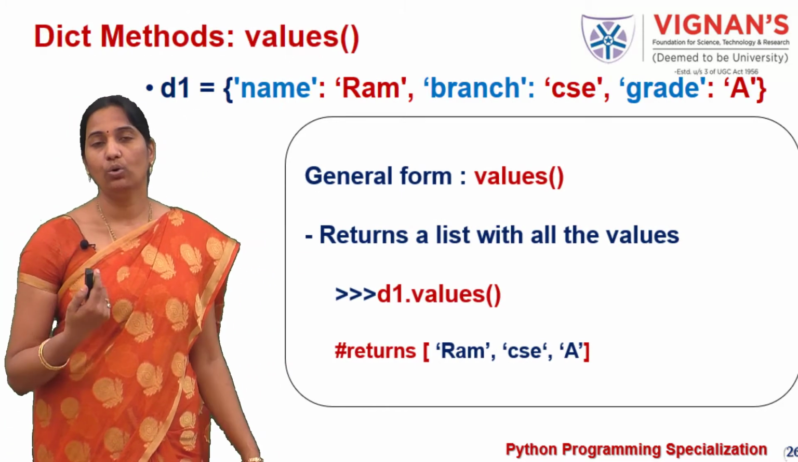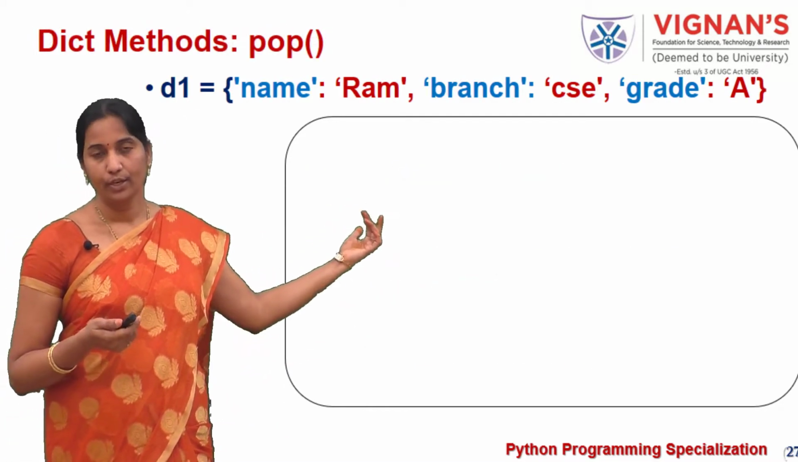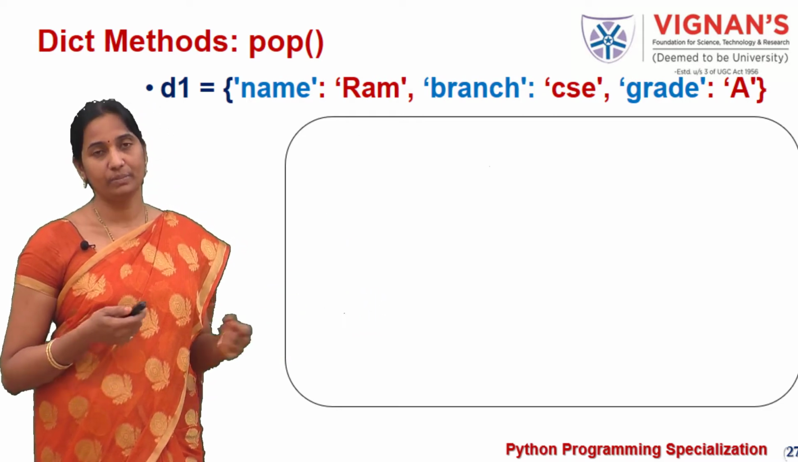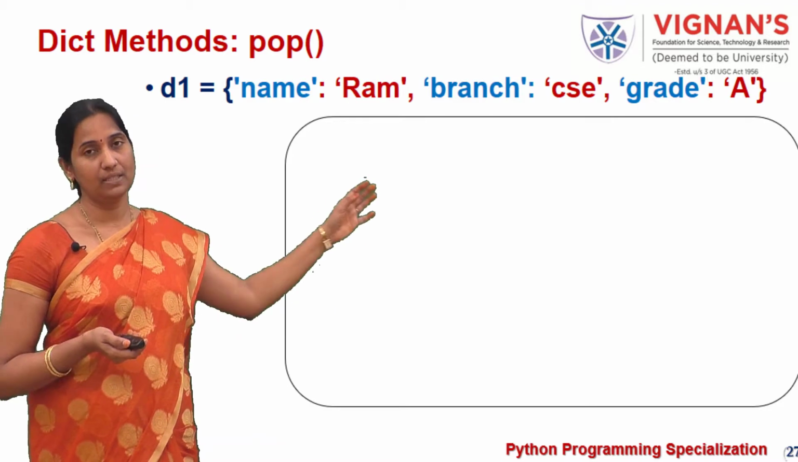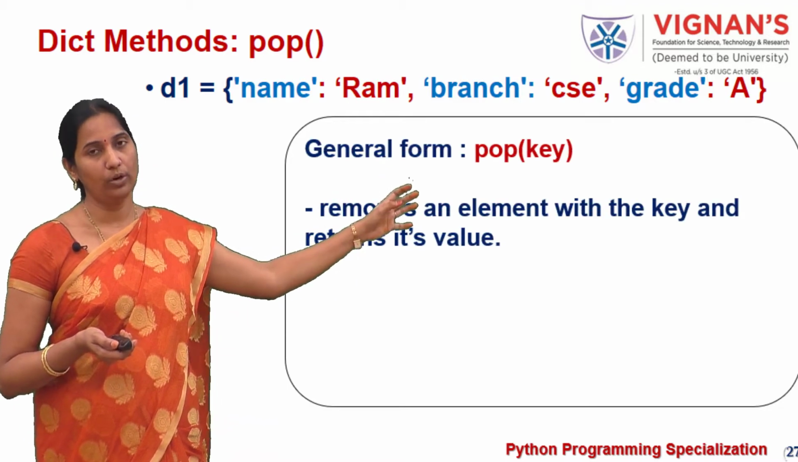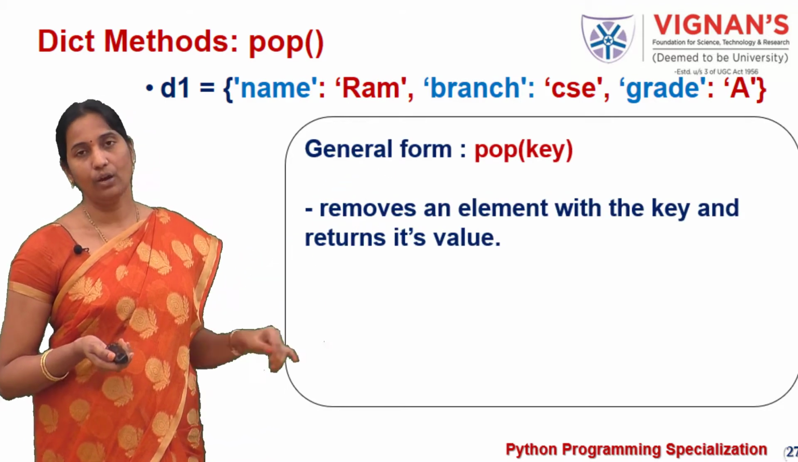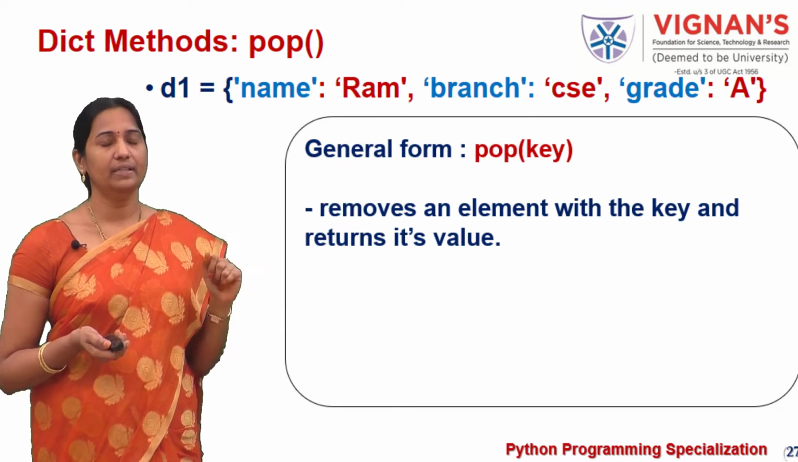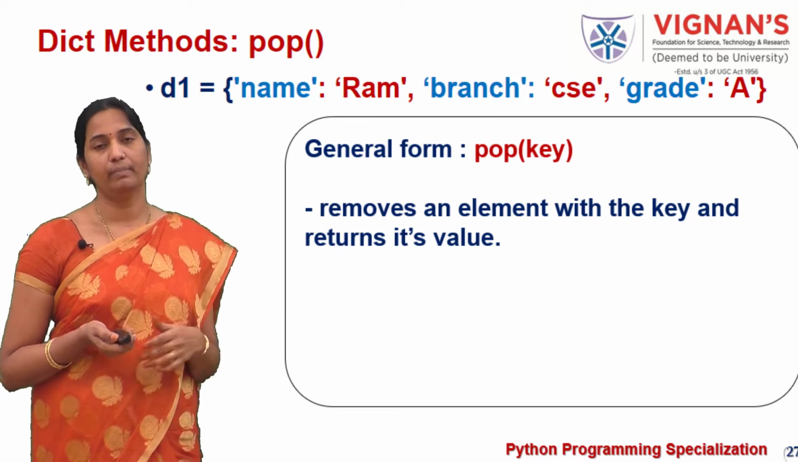Now let's see how we can use a pop method to remove a particular element having a specific key from the dictionary. Here you can pass the key of the element you want to remove to the pop method. That is how you can remove that particular element whose key is equal to key, and the associated value is also returned by the pop method.